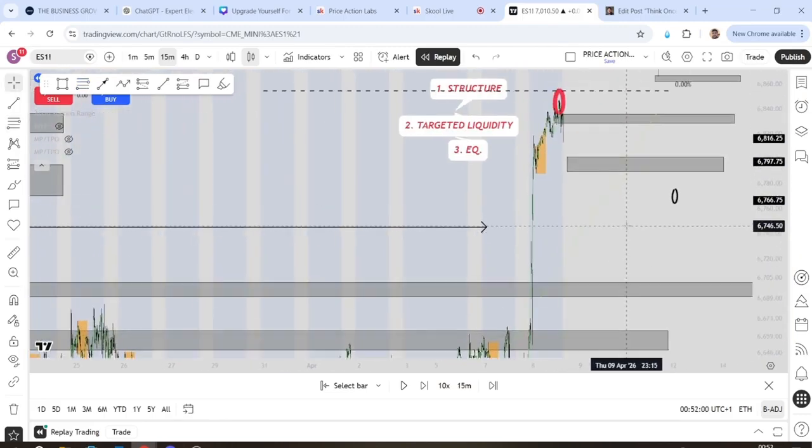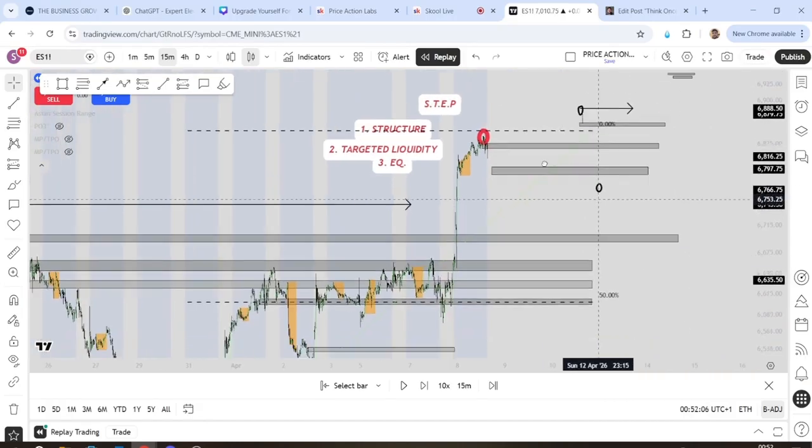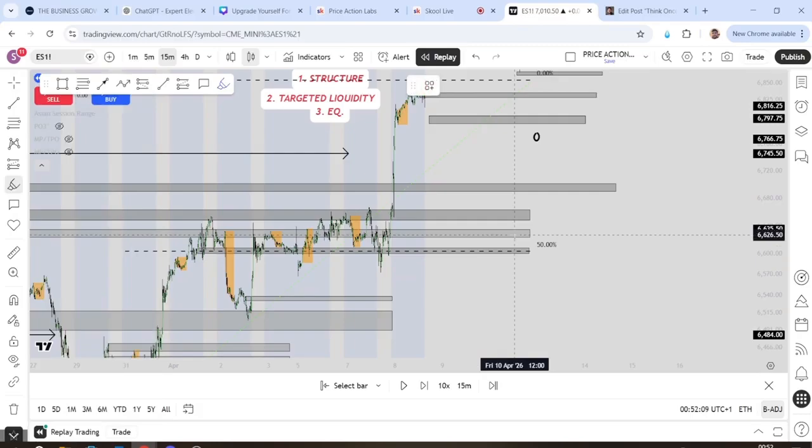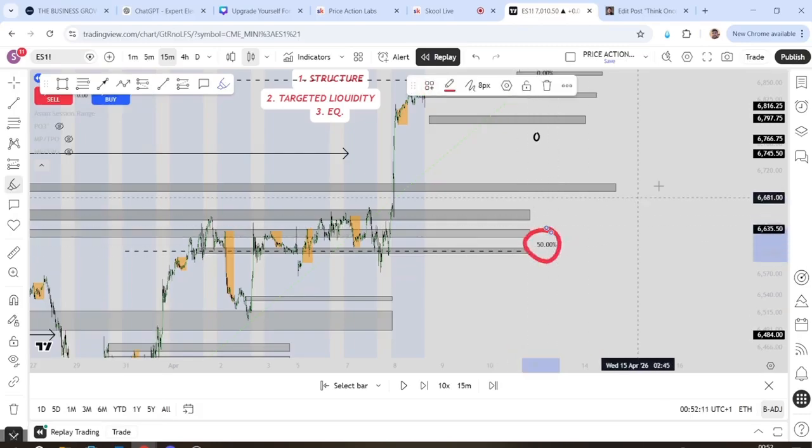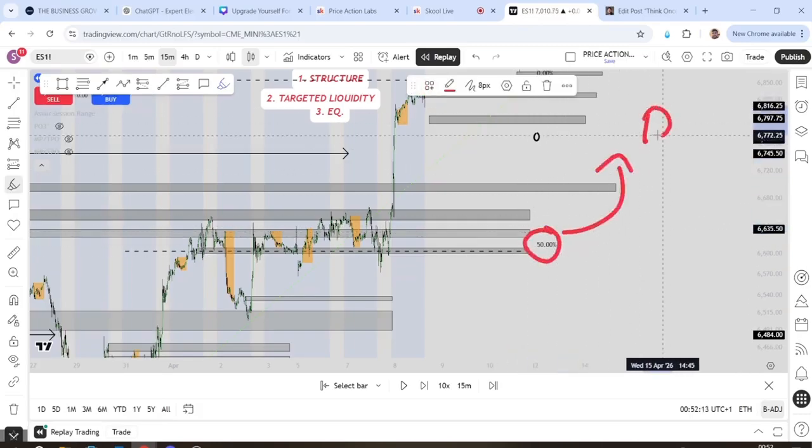Now, the power of using the fib is that it gives you the power of drawing that equilibrium down here. Hopefully you can see that 50% is the equilibrium. Just from being self-explanatory, you should be able to see that anything above the 50% is your premium, anything below is the discount.